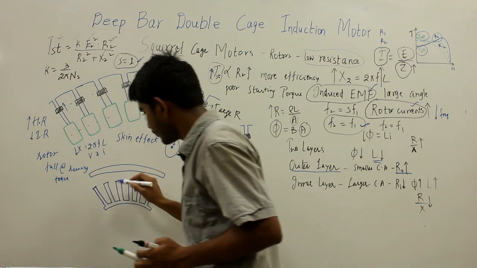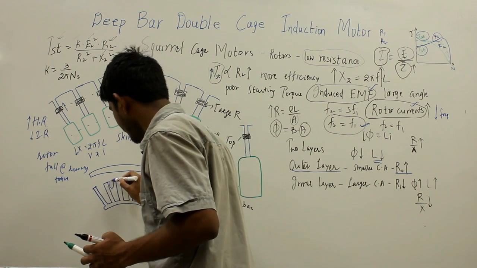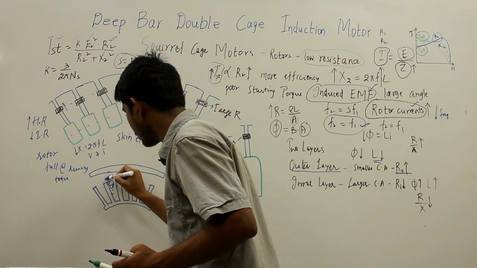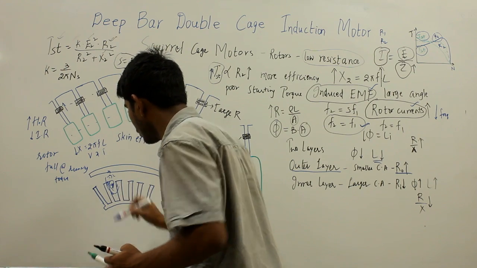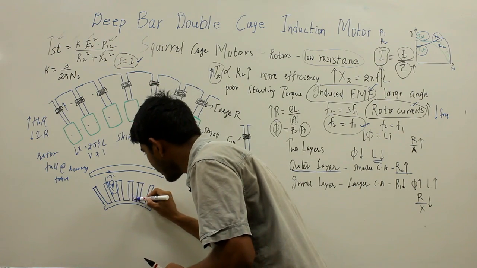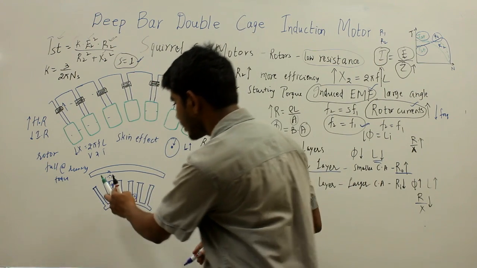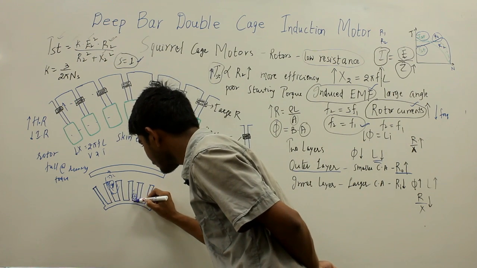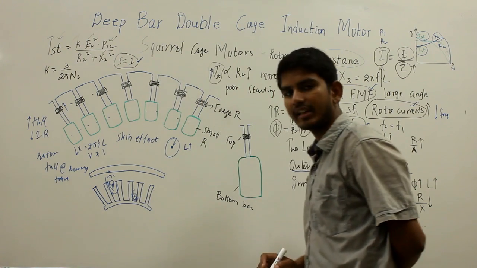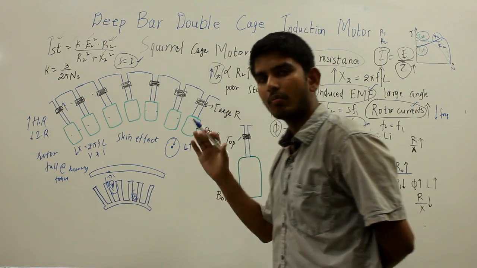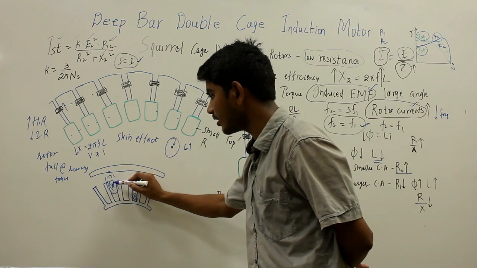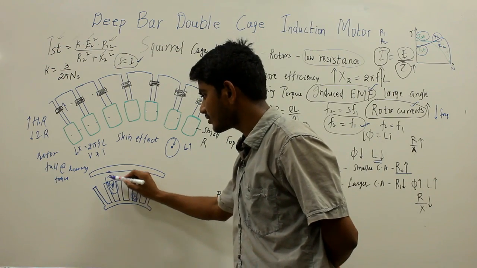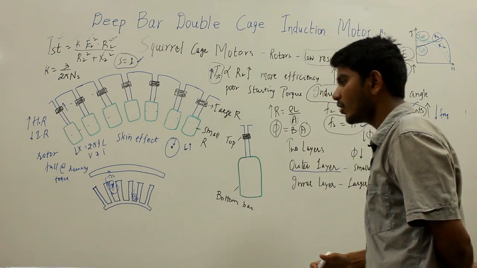So if we see, let me say, this is the conductor, and this will be the rotor flux moving here. Again, if I say here I have the rotor bars, this is the outer rotor bar and this is the inner rotor bar. This will have more flux linkage initially. That means you will witness more inductive reactance, and the current chooses the outer bars for its path. Therefore, these outer bars will have higher resistance and lower inductive reactance.